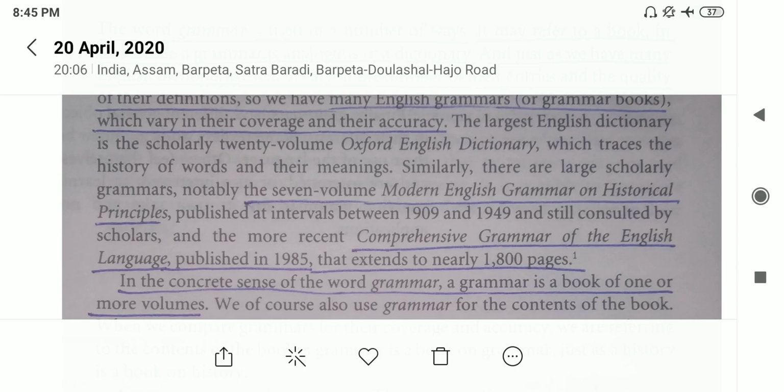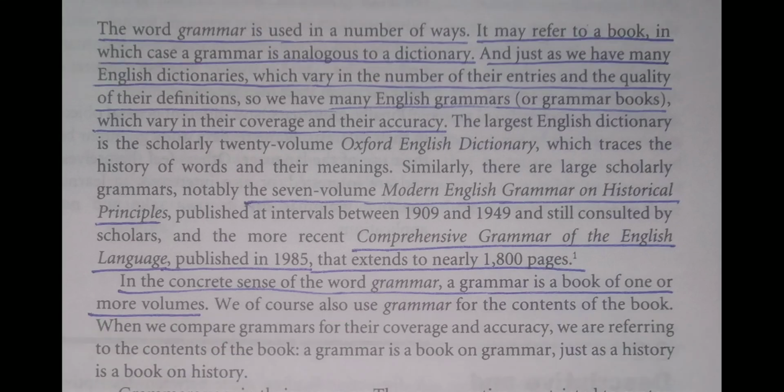I'd like to mention some other names, like High School English Grammar and Composition by Wren and Martin, A Practical English Grammar by Thomson and Martinet, and A Remedial English Grammar for Foreign Students by F.T. Wood. So these are also very reputed and frequently used grammars in the present day.